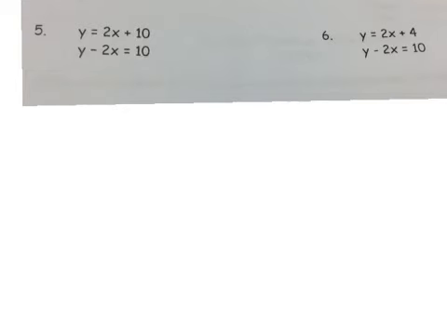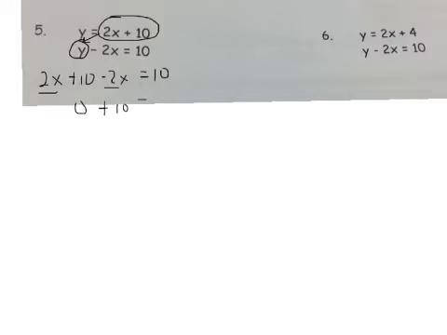Okay. Number 5 and 6, we see that this one is already solved for, so that makes it a little bit easier. So we're going to take that and put it right there. We're going to swap circles again like we were doing in the beginning. 2x plus 10, and just bring down the minus 2x, and the equals 10. I go to combine like terms here. 2x minus 2x, and that actually goes away and becomes 0 plus 10 equals 10. 0 plus 10 is 10. And so I get this statement right here, which is 10 equals 10.